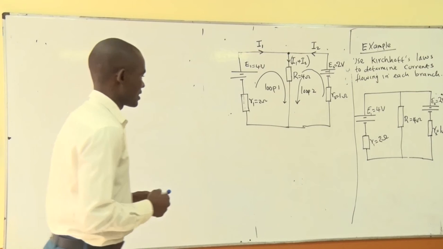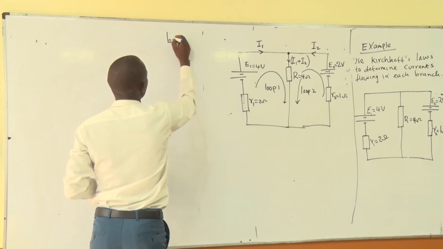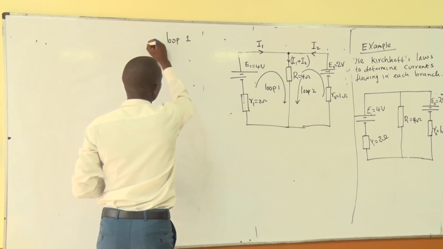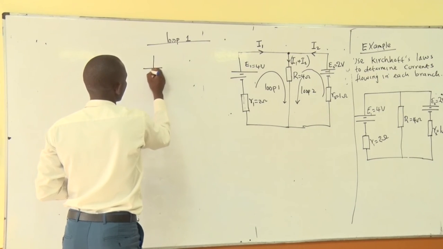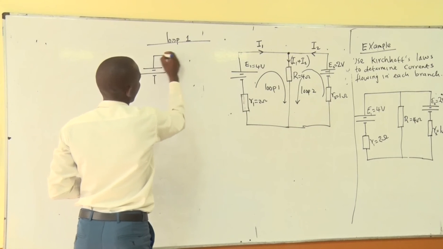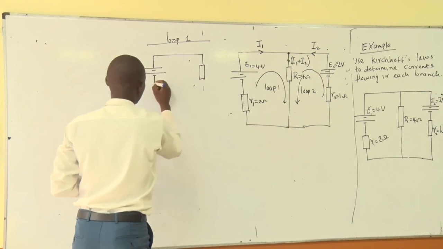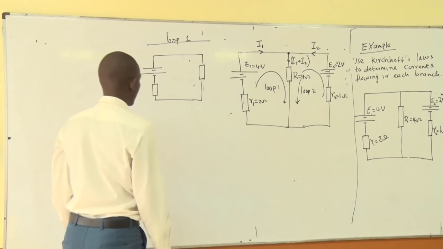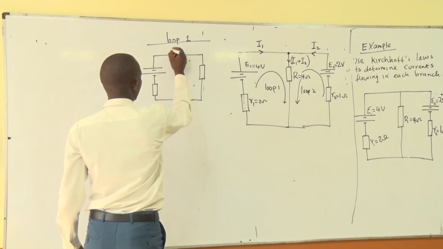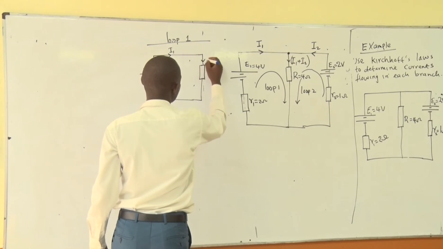And I will redraw it again. I want to start with loop 1 and redraw it. In loop 1, you can see we have this. We have a resistor here. We have another resistor there. Like this. We have said what is here is I1. The current flowing across this resistor is I1 plus I2.